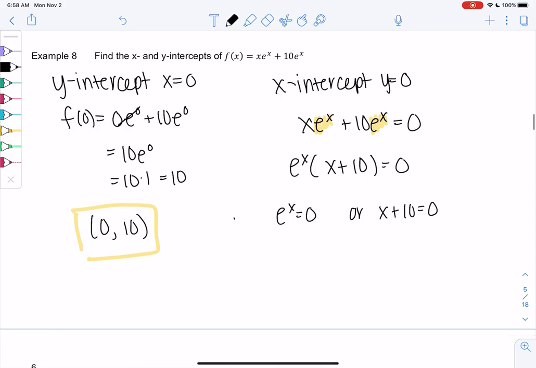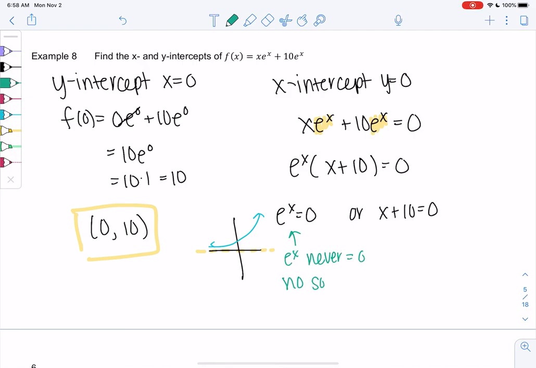Whether we know that we learned that or not is another thing. But e to the x was this graph. Remember, y equals 0 was an asymptote, which means it never equals 0. So there's no solution. So there's no intercept from the e to the x part, but x plus 10 equals 0 gives me x equals -10. So (-10, 0) would be the intercept. And that's it. We'll do more with exponents later.